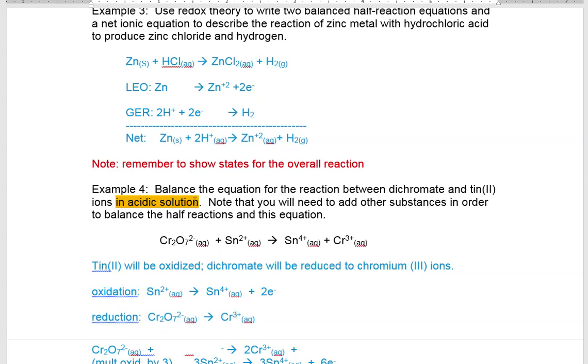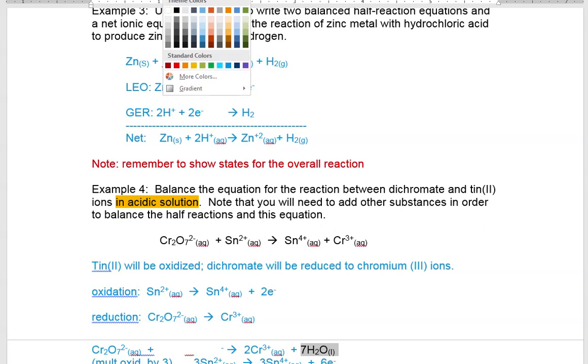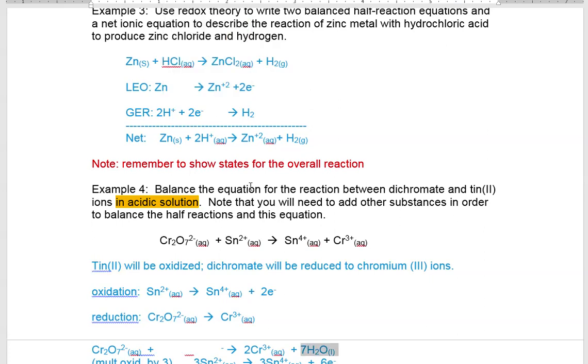Well, if it's in acidic solution, there's 2 substances we can add. The acidic part tells us we can add hydrogen ions. That doesn't help us balance the oxygen. The solution part tells us we can add water. That does have oxygen in it, so we can add water where we need some oxygen. And how much oxygen do we need? We need 7 oxygens, so we're going to add 7 waters.